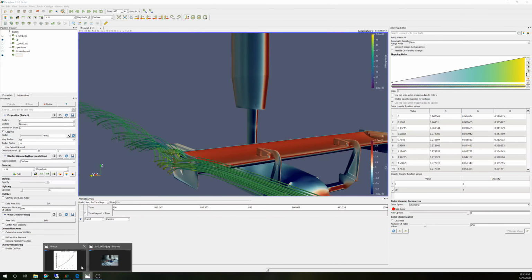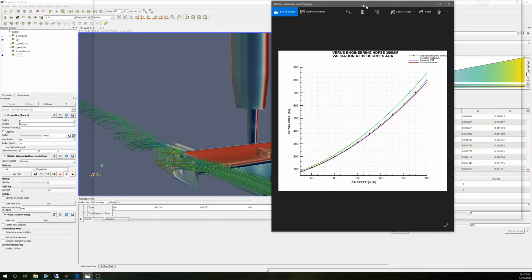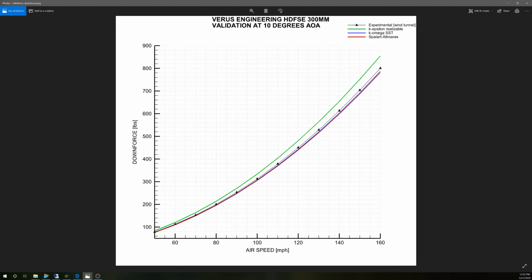And let me pull that up. So right here, what we're looking at is a graph of basically downforce at 10 degrees angle of attack, comparing different turbulence models. So let me preface turbulence models.